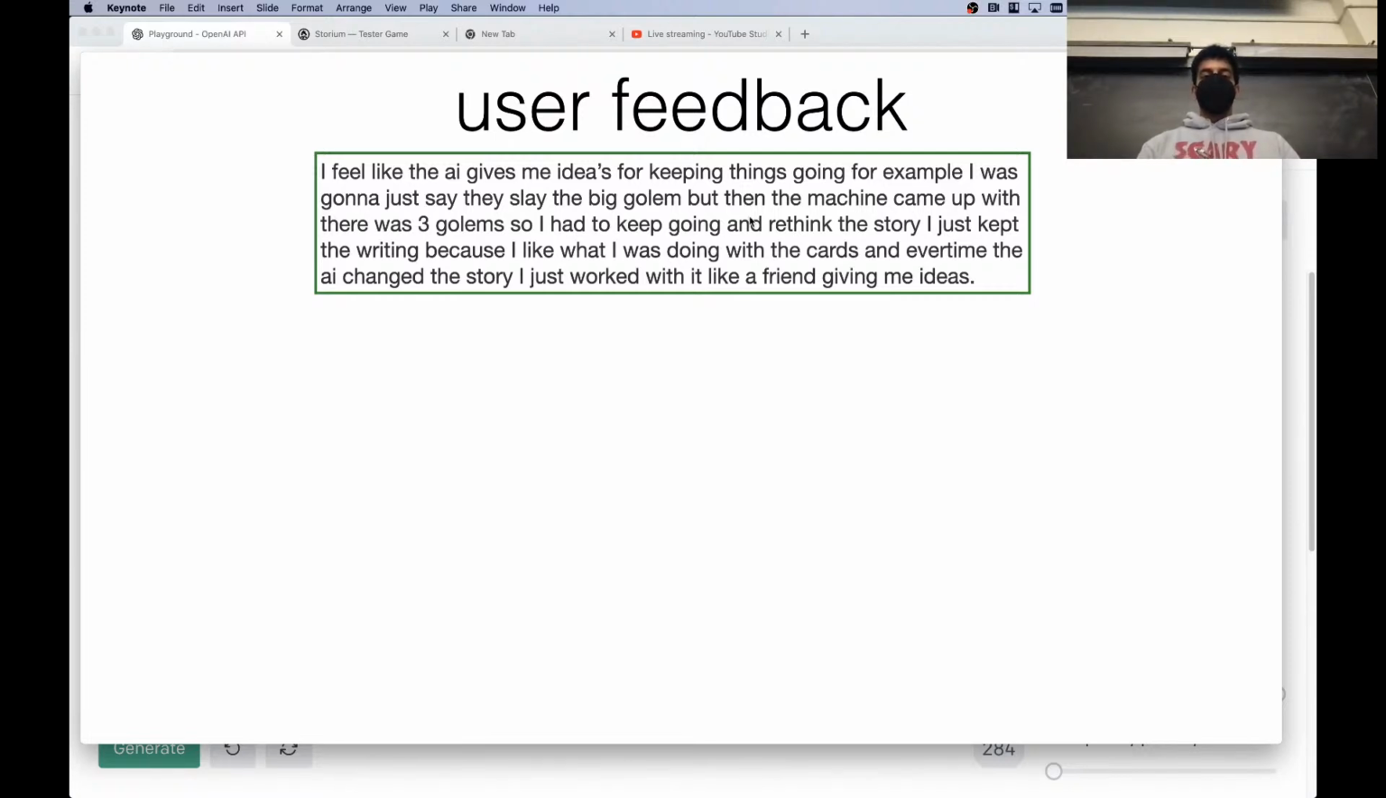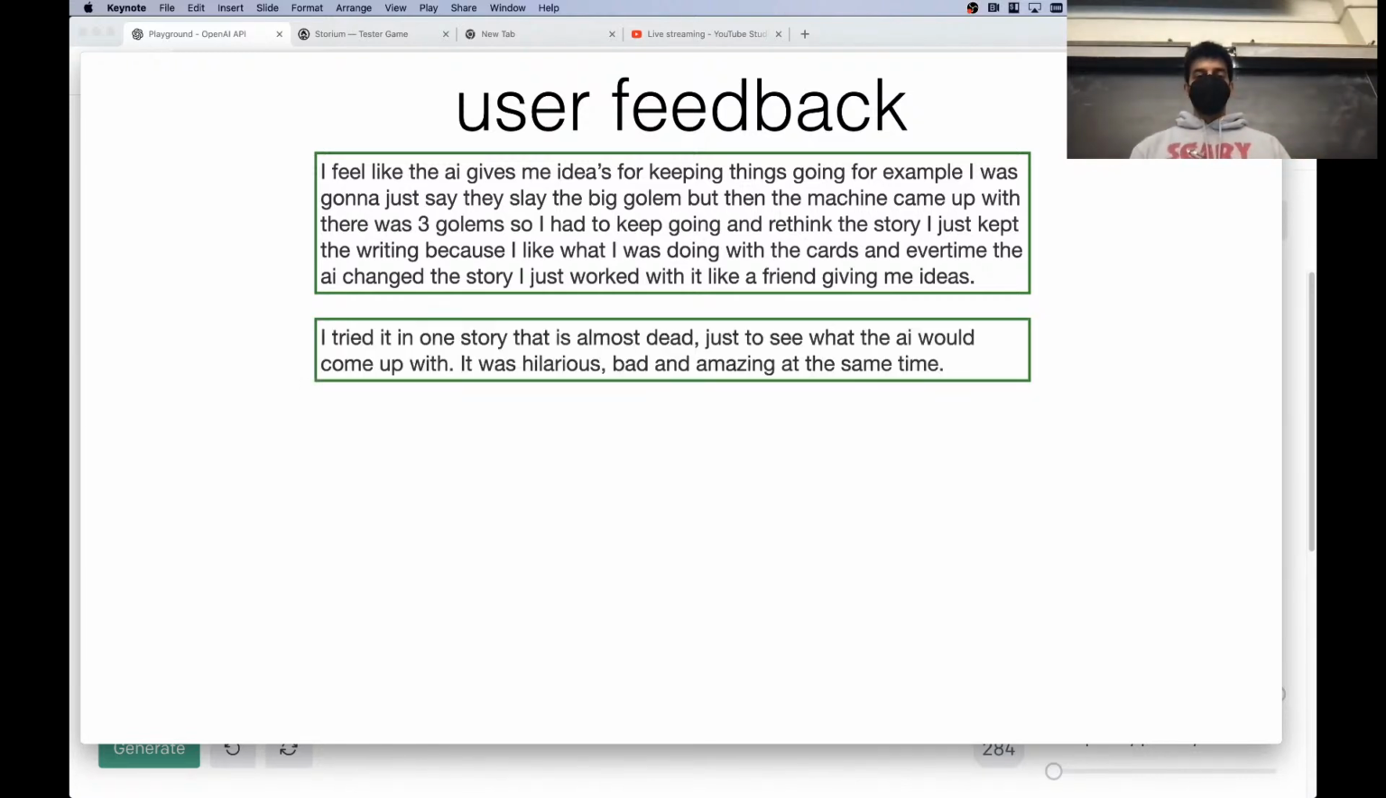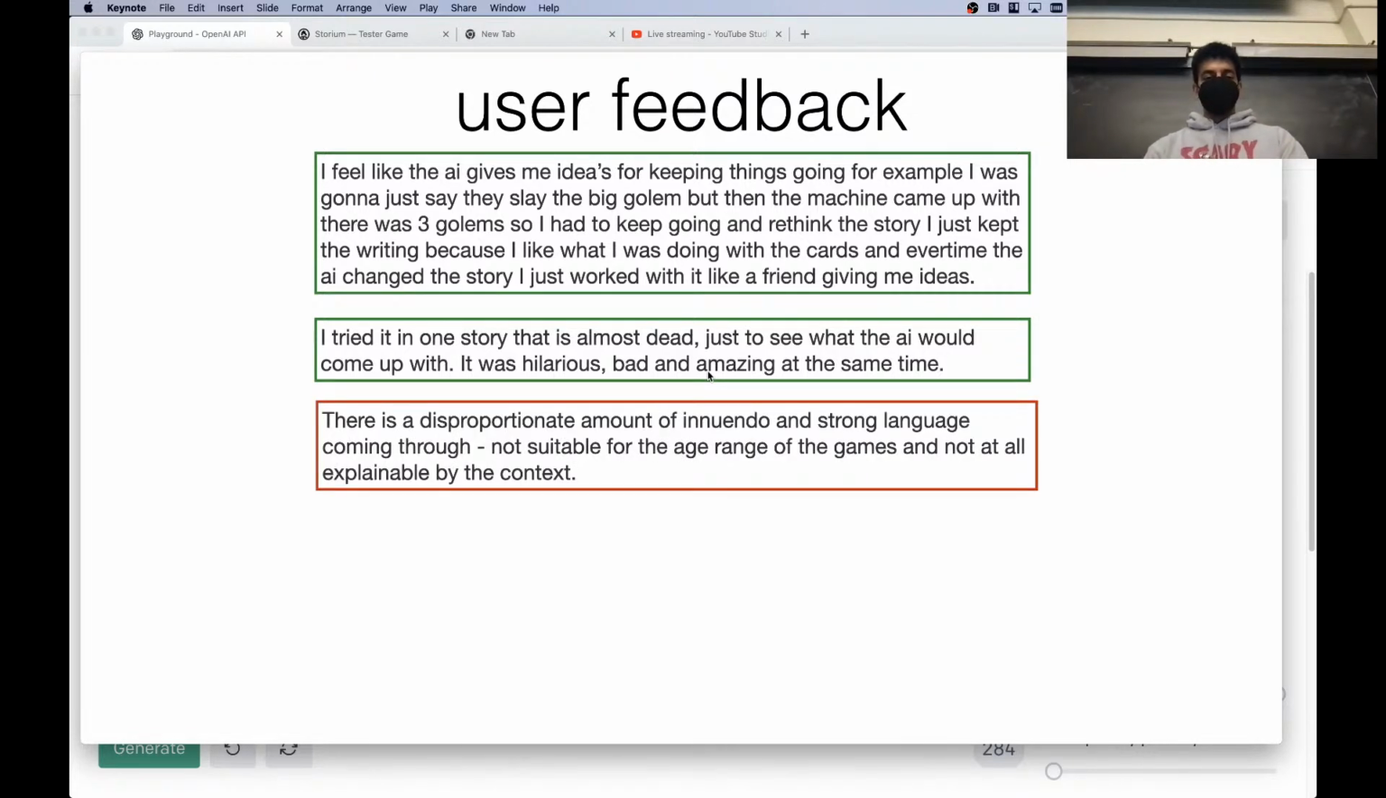Although it also seems to indicate that the AI was coming up with things that were irrelevant, and then this person just decided to go along with it and write the story that way. This person says, I tried it in one story that is almost dead, which means all the users were inactive after a while. They didn't like the story. Just to see what the AI would come up with. It was hilarious, bad, and amazing at the same time.